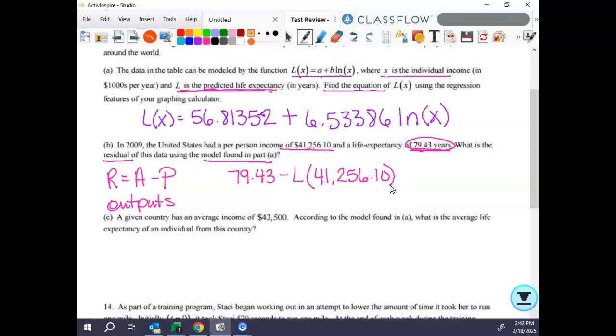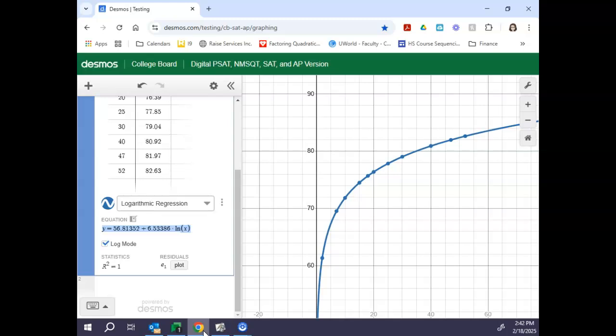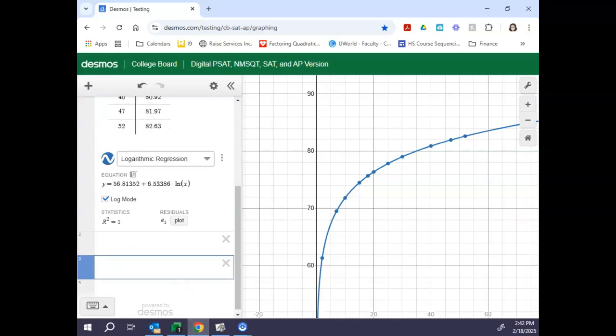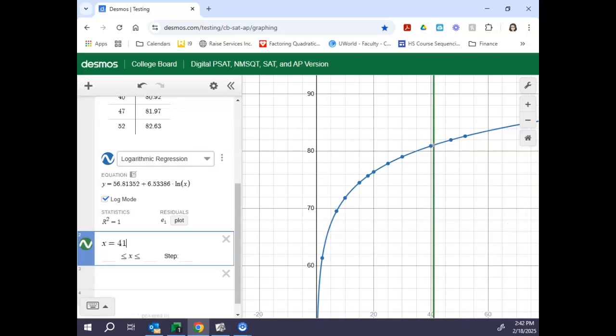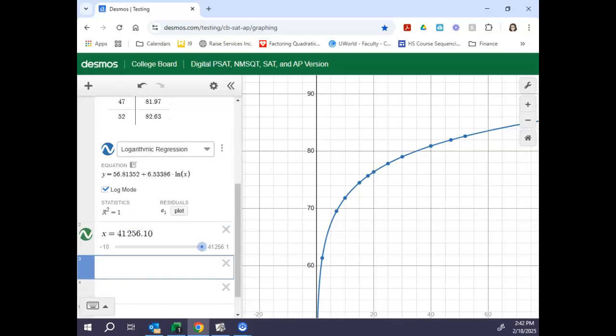$41,256.10. Right, so when I come over here, my input is the 41,000. So that means when I come back to my graph, my input is X. So I'm going to put here that X is equal to 41,256.10. Okay. And I'm going to hit enter.